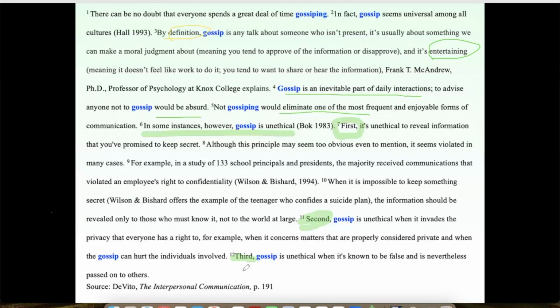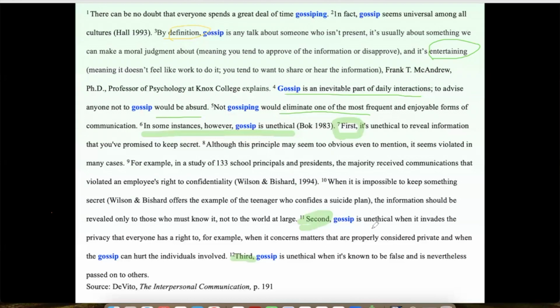So what am I going to support here? This one: gossiping is unethical. Although it is universal, although it is entertaining, although it is quite frequent among people, it is unethical, morally unacceptable. Why is it morally unacceptable? Number one, I provide some reasons. It's unethical to reveal someone's information that you promised to keep secret. But there are some exceptions.